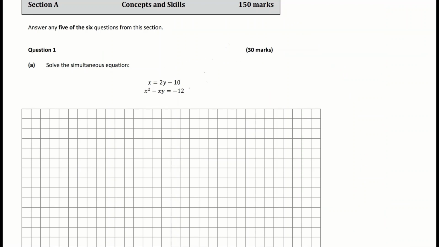So Paper 1, Question 1a, solve the simultaneous equation. Here we have the equation of a line and a curve. We don't need to actually manipulate the equation of the line. We can just sub it straight into our curve. So I'm basically subbing in 2y minus 10 for x. So I'm going to do that now.